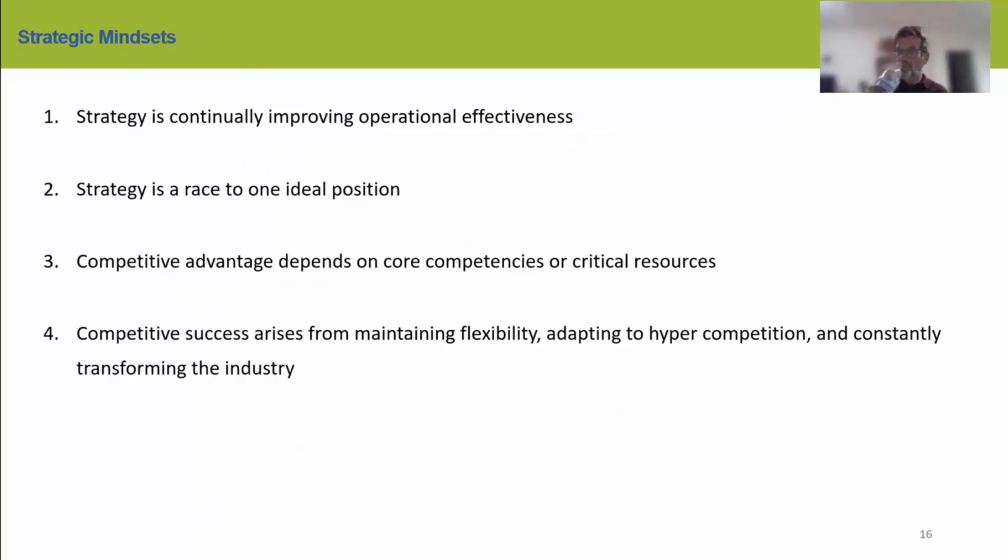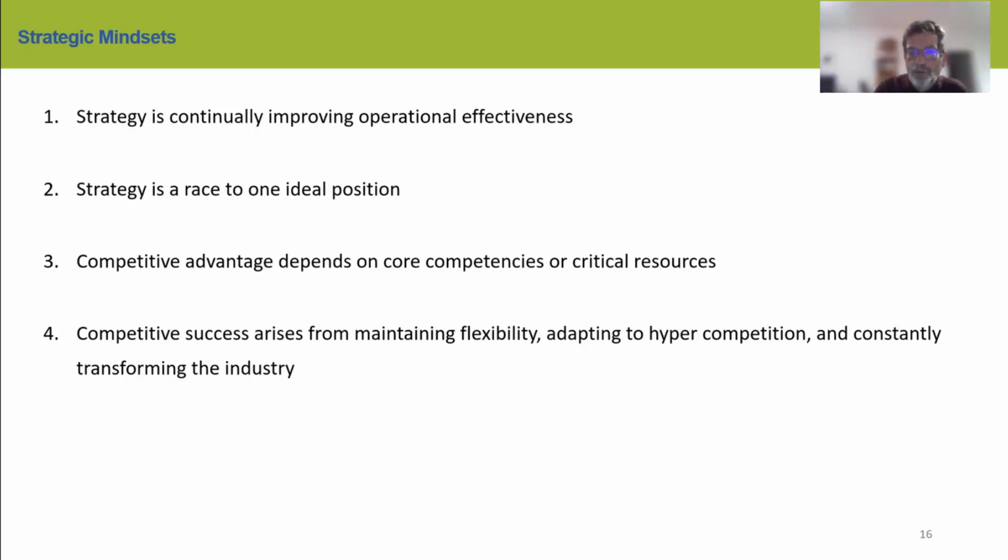Strategic mindsets. These are very important mindsets that we keep when we think about our strategy, business strategy. Strategy is continuously improving operational effectiveness. We have to continuously improve the operation situation. Strategy is a race to one ideal position. We try to come to the best possible position.